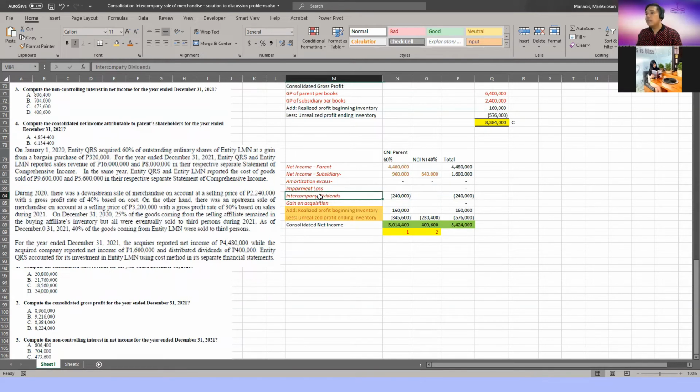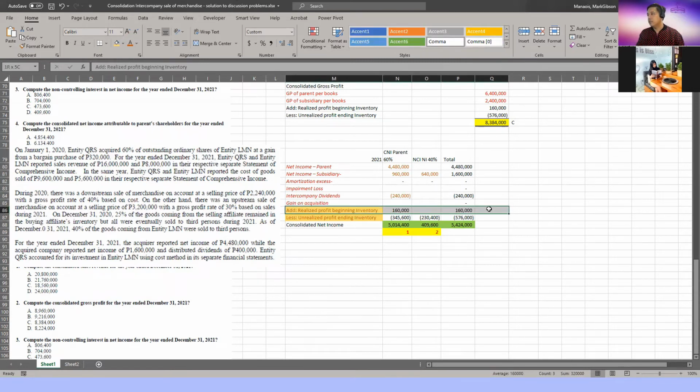Then intercompany dividends, that's 400,000. Again, we have to deduct this in order to reduce the net income, kasi nga sabi natin, this is dividend intercompany, so to avoid the double take up. So that's 240,000. So how to get that? 400,000 multiplied by 60%. Now, this is 2021. So sabi natin dyan, we have to add realized profit in ending inventory.